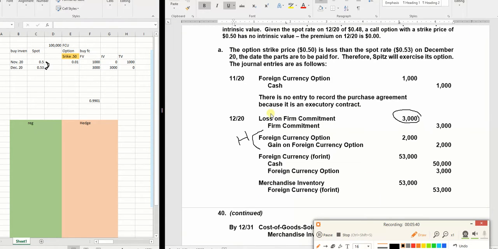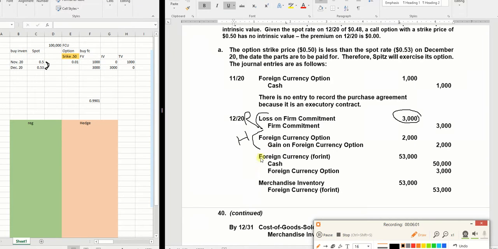All right, so here's my firm commitment right here, so I'd write it on the regular side. Okay, notice the amounts don't equally offset because the firm commitment is changing by the spot rate at the same thing that my accounts payable would have changed for, because in this one I bought inventory.